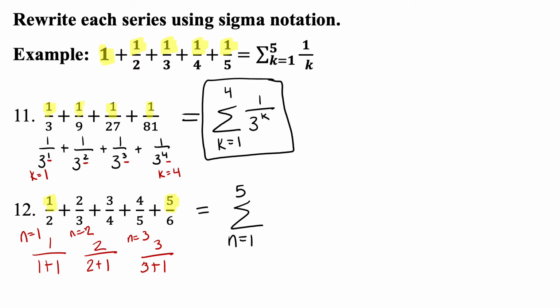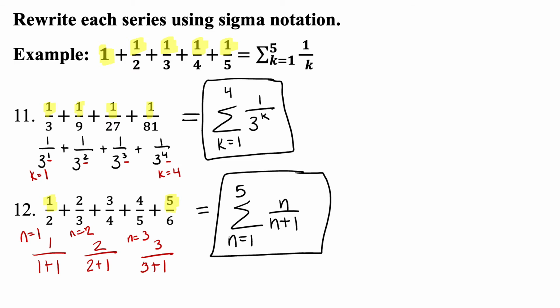And then to write this as a series, or to write this in sigma notation, we're going to use our n value in our numerator over 1 more than that in the denominator, which would be n plus 1. So just a little bit of practice taking your sum of terms and rewriting it as a series in sigma notation.